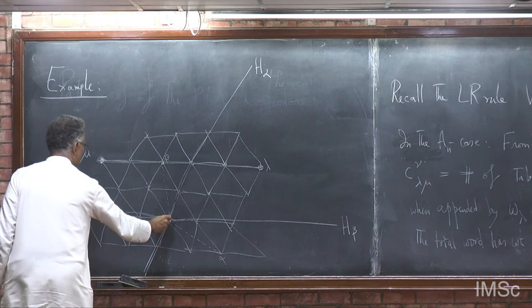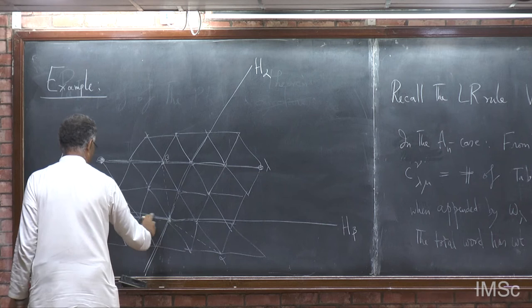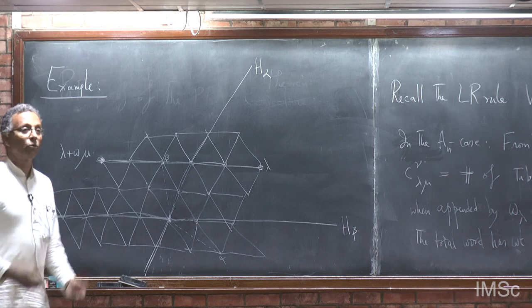Is this, if I got that right? One, two, three, four, five steps. So from here, one, two, three, four, five steps. Right. So W mu is this. So tell me what mu is. What should you do?